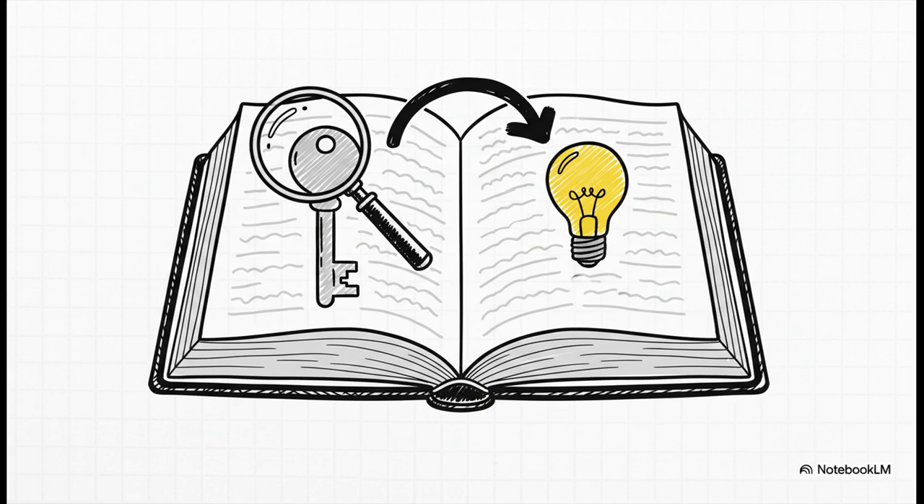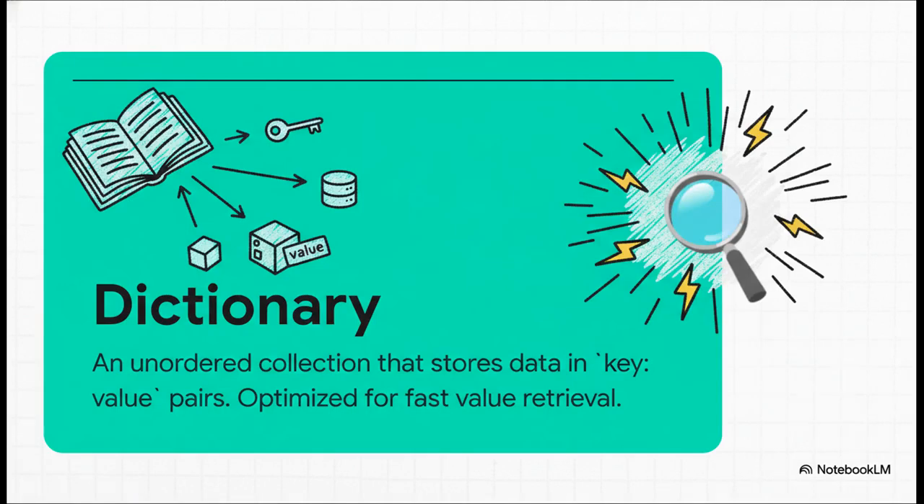In that analogy, the word you look up is the key, and the definition you find is its value. And that is exactly what a Python dictionary is. It's a collection that doesn't just store a sequence of items, it stores data in these connected key-value pairs. Its absolute superpower is being optimized for one thing, getting you the value back instantly, as long as you know the key. It's all about speed and efficiency.